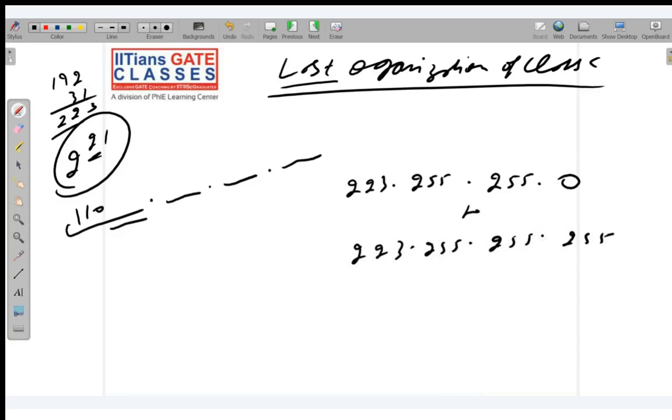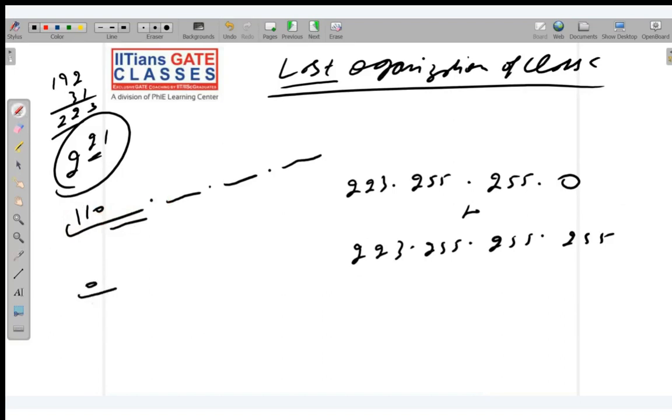So for the last organization, in the net ID you just put all ones. Any doubt? For the last organization, net ID all ones. For class A, here we have put all ones. The first was 0, so if I put all ones, it is 127, but 127 was reserved, so that's why we have taken 126.